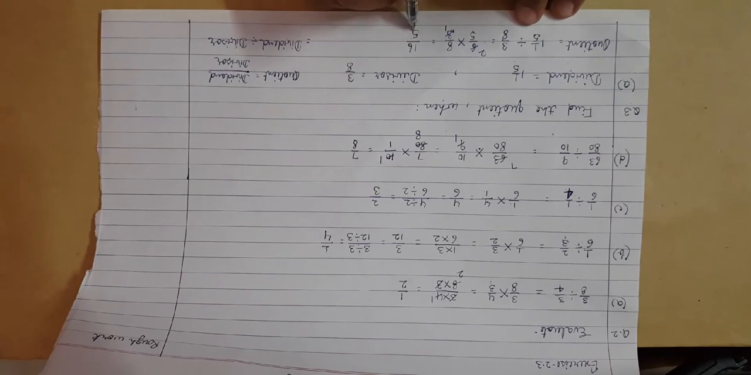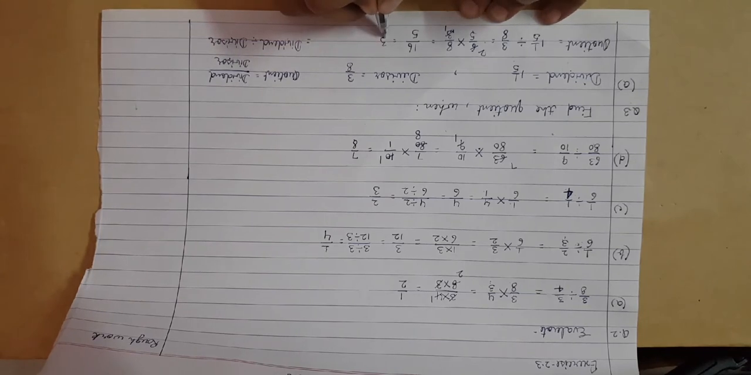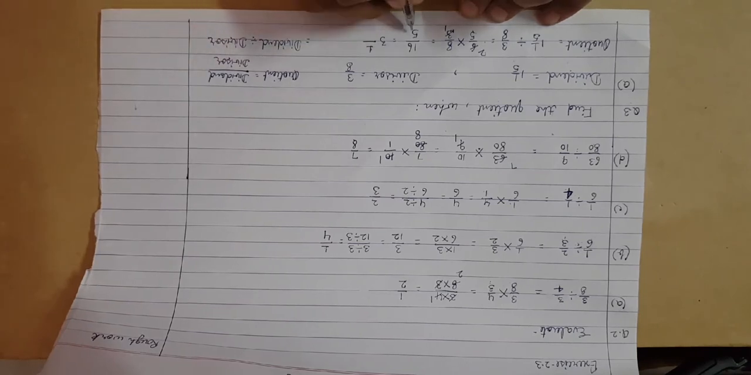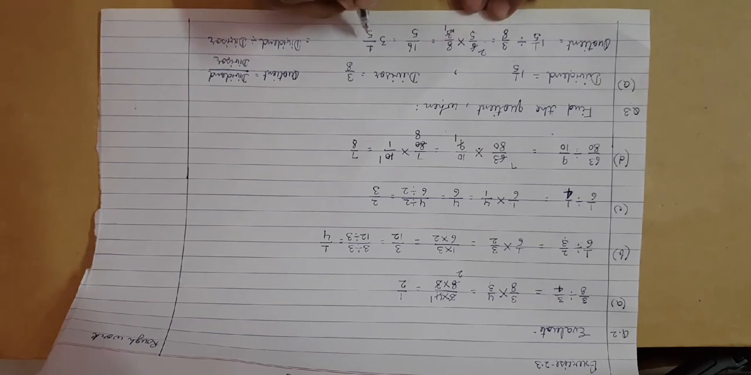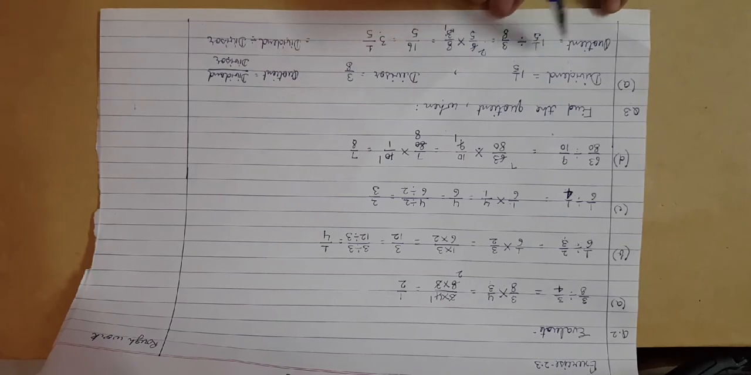Here 16 upon 5 is an improper fraction. We can change it into a mixed fraction. So 5 3s are 15. Quotient will be written in the whole part. Remainder will be written in the numerator part. The remainder will be 1 and the denominator will come as it is, 5. So 3 and 1 upon 5 will be the mixed fraction for this improper fraction 16 upon 5, and it will be the answer for this division or quotient. We have found the answer for part A.